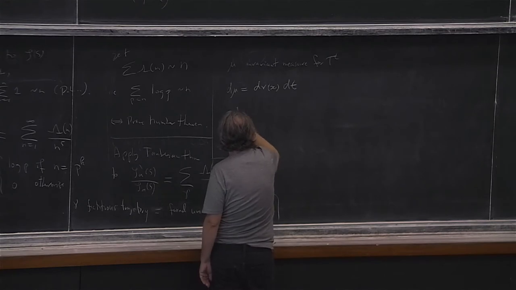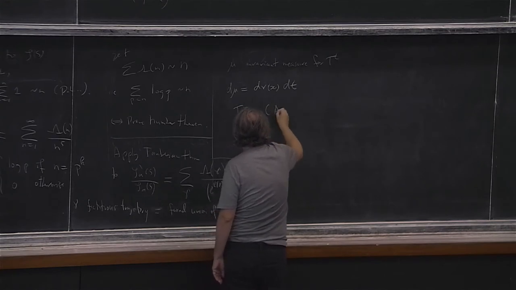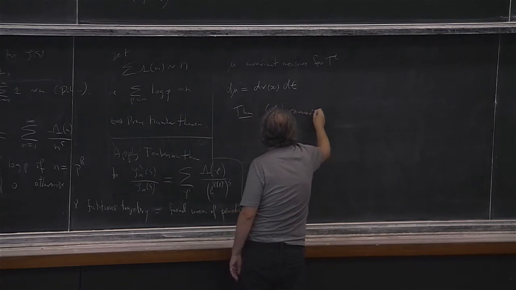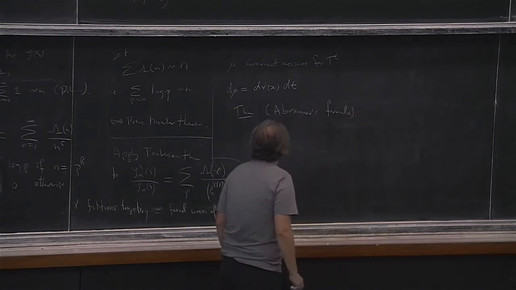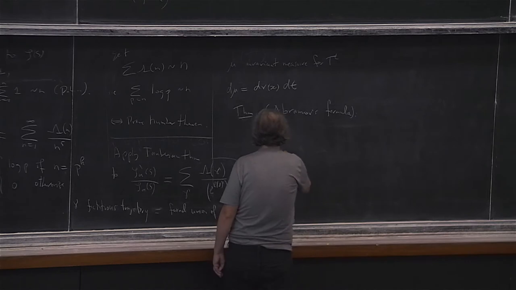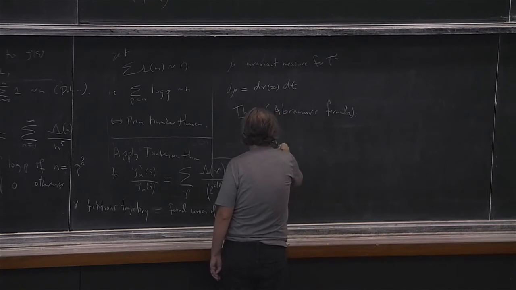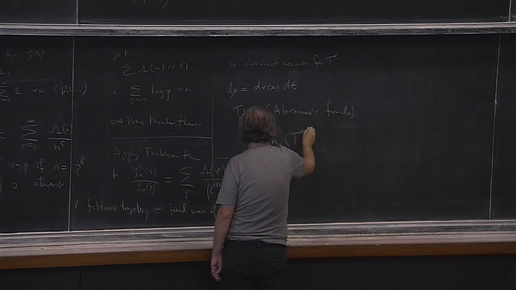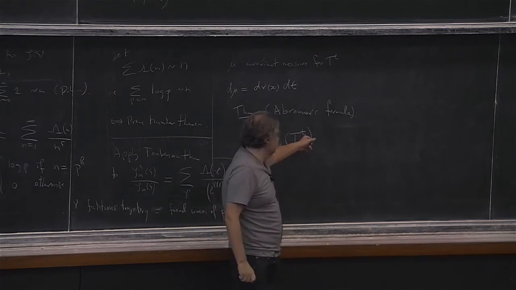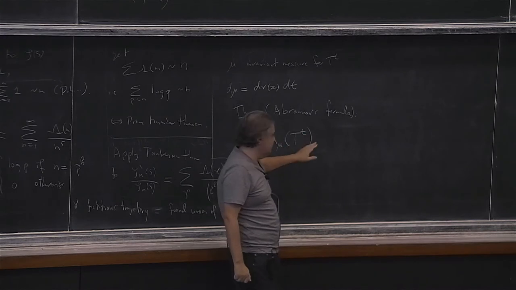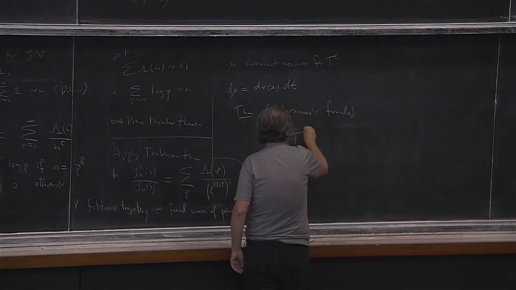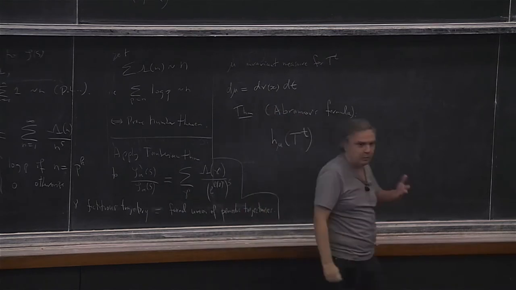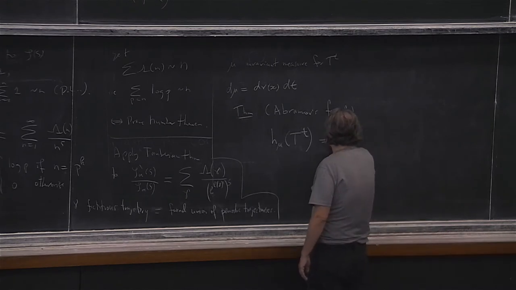This is called Abramov's formula. Abramov's formula relates the entropy of this measure with respect to the flow. By the entropy with respect to the flow, I'm really looking at the time one map of the flow, so maybe I should even write T sub 1. But I just mean the entropy of the time 1 map. And this is related to the entropy of the shift on the base.